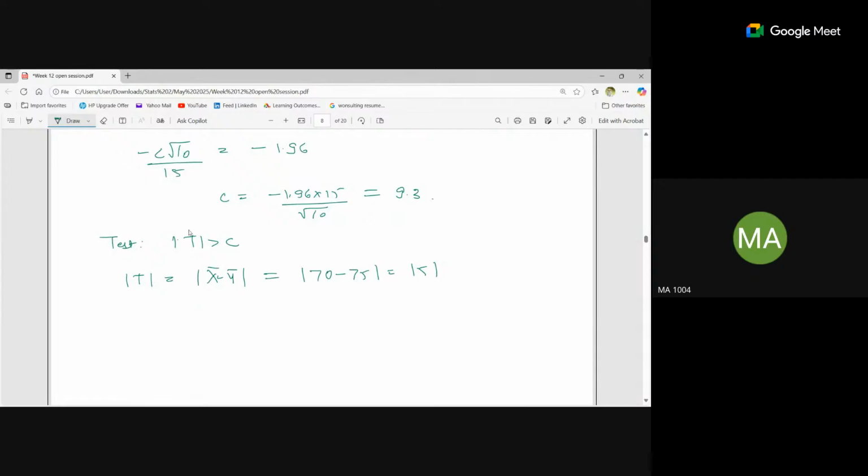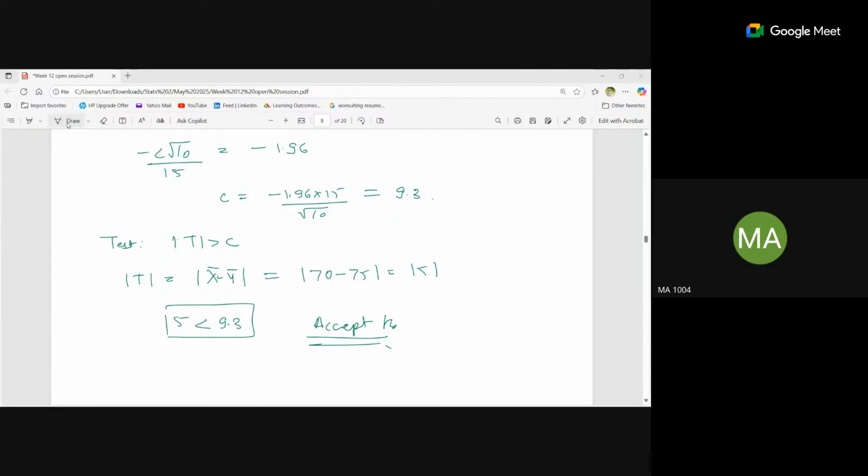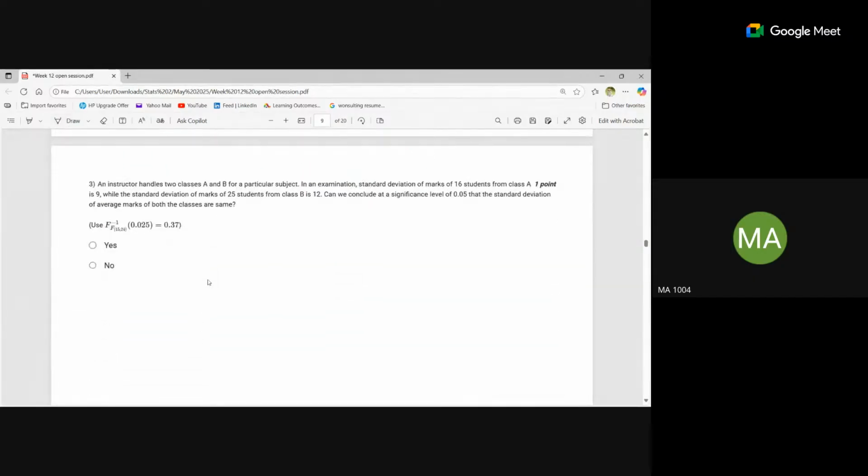So that means my value of mod of t is coming out to be 5 and my value of c is 9.3. So is 5 less than 9.3 or greater than 9.3? Less than 9.3. So are we going to reject or accept the null hypothesis? Accept the null hypothesis. Okay, we will be accepting the H naught. Got the whole solution? Everyone? Yes, ma'am. Okay. This is how you do the two sample Z test. Now, the last question.